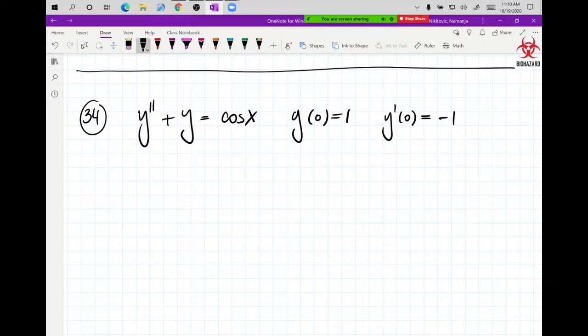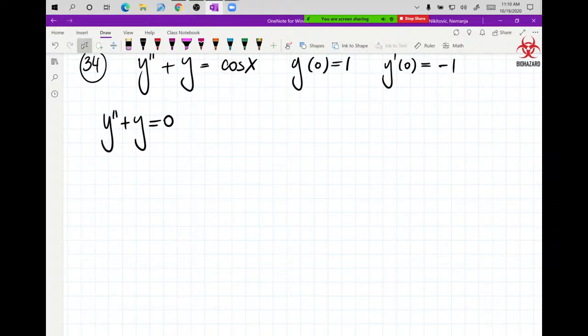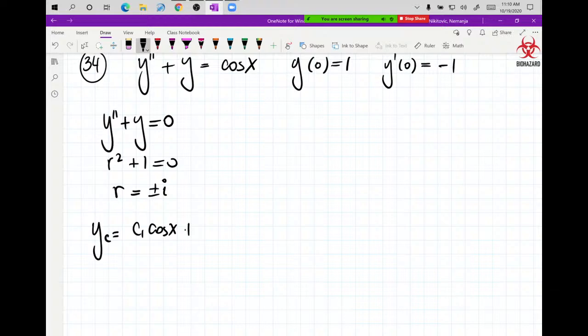All right, so now what is our problem? We are supposed to solve y double prime plus y equal to 0, the homogeneous part first, and we know that this is going to give us r squared plus 1 equal to 0, from where r is going to work out to be plus minus i, which gives us the complementary solution of c1 cosine x plus c2 sine x.